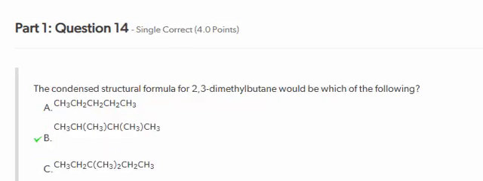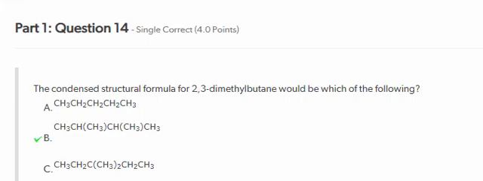Number 14, condensed structural formula for 2,3-dimethylbutane. So this is the skeletal structure for 2,3-dimethylbutane. And what we're looking for is the condensed structural formula. So we need to walk down our parent chain. And what I'm going to do, let's see if I can do it with this one, is highlight where my parent chain is. So hopefully, when we walk down it, you can see it unfold a little bit easier.